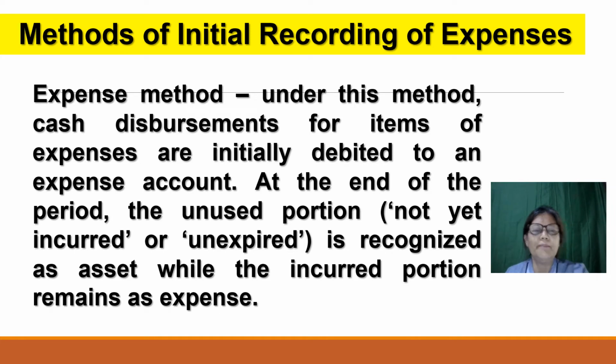Now, the second method of initial recording of expenses is the expense method. Under this method, cash disbursements for items of expenses are initially debited to an expense account. At the end of the period, the unused portion or not yet incurred or unexpired is recognized as asset, while the incurred portion remains as expense.